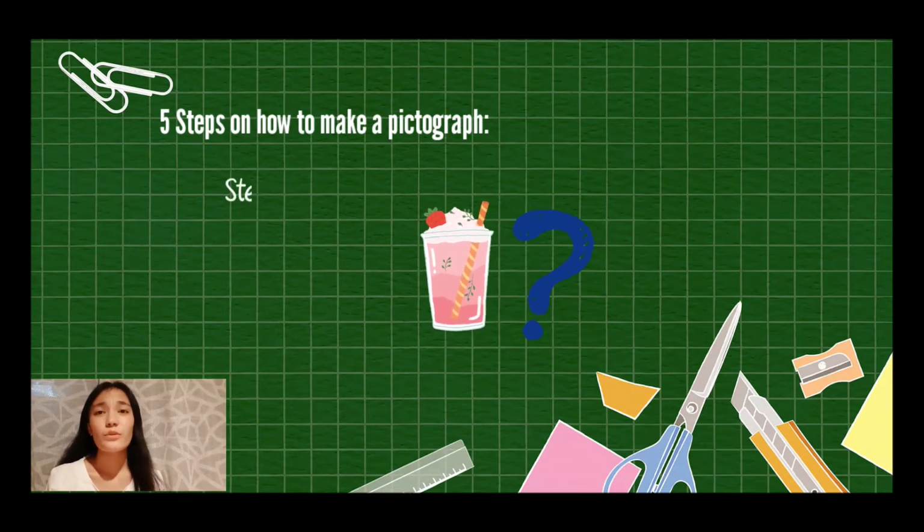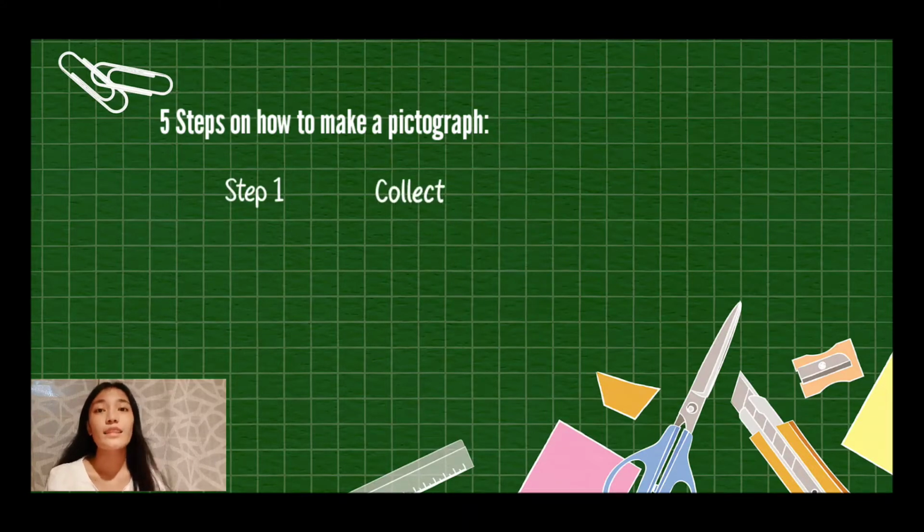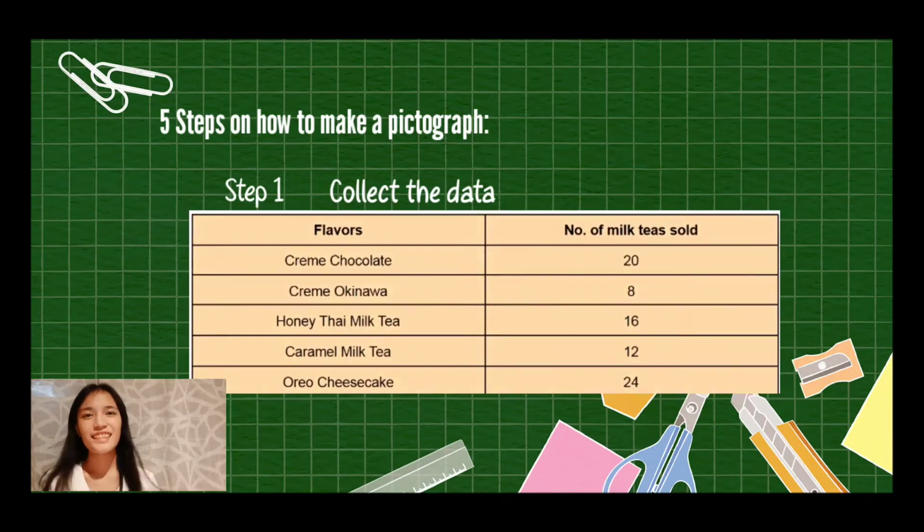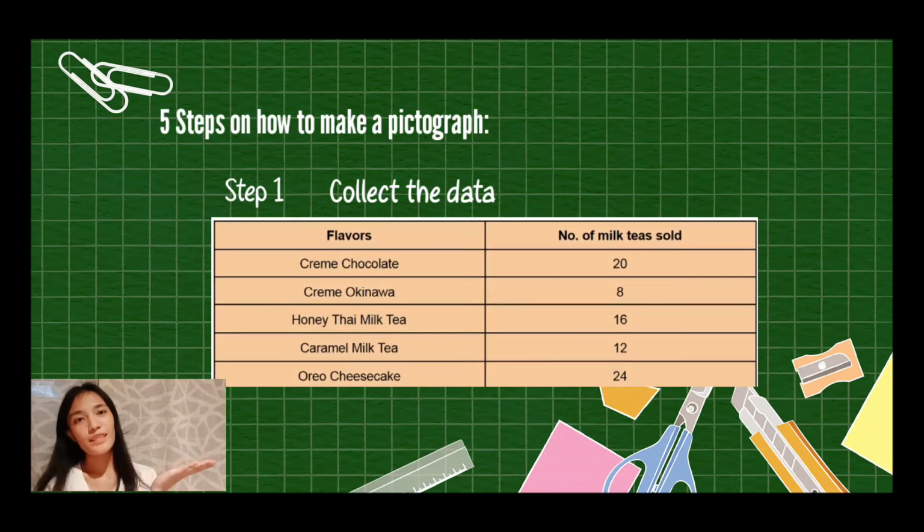So the first thing that we need to do is to collect the data of the different categories we want to represent. And then after that, we will form a table or list. Here's the table for our example. As we can see, the flavors are all listed there, as well as the number of milk teas sold.